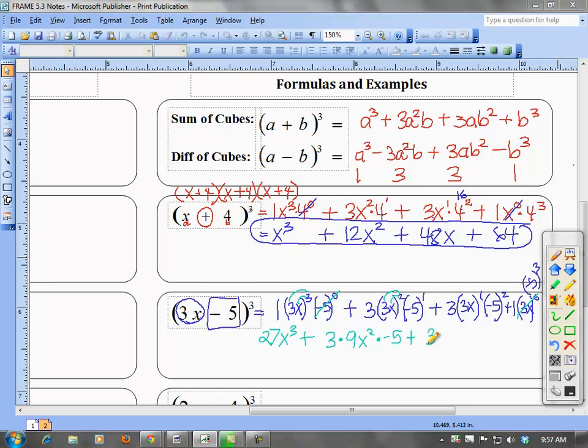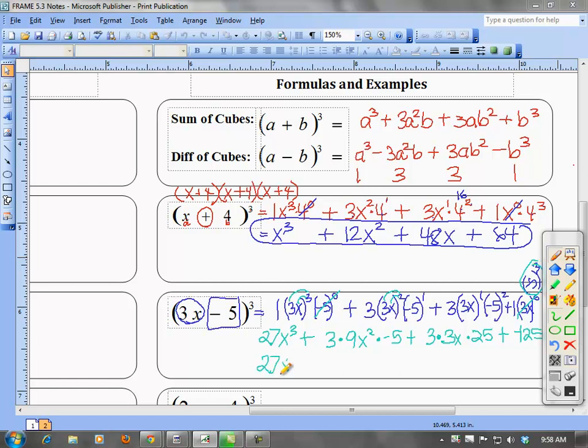I got the 3 out front. 3x to the first is 3x. -5 squared is a positive 25, plus 1 times -5 cubed is just -5 cubed. -5 cubed is -125. So I only had to do this at that point in time. Now what I'm going to do is multiply all my numbers together and get a final answer.